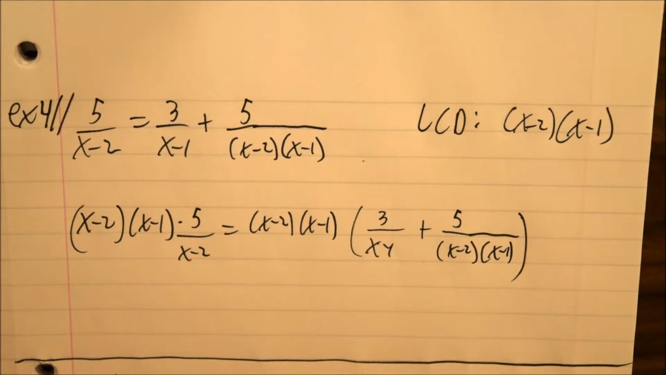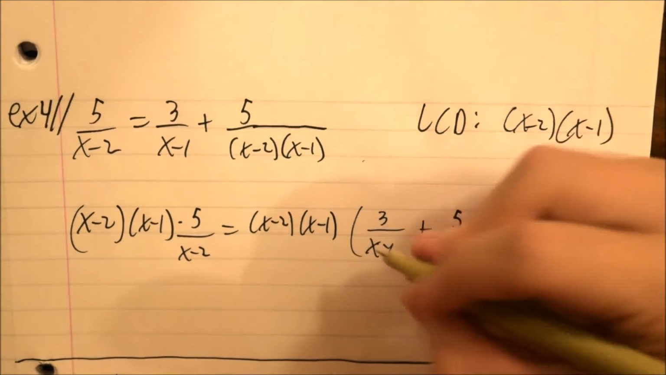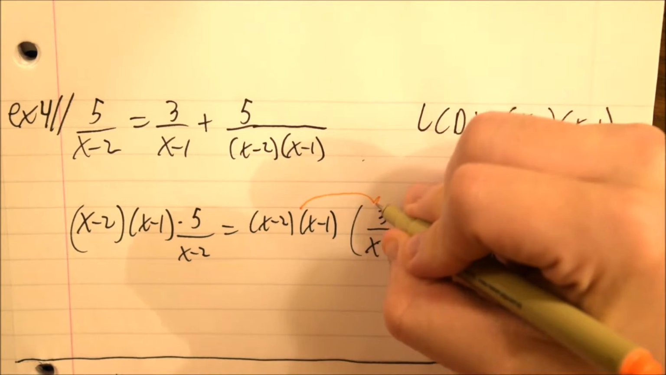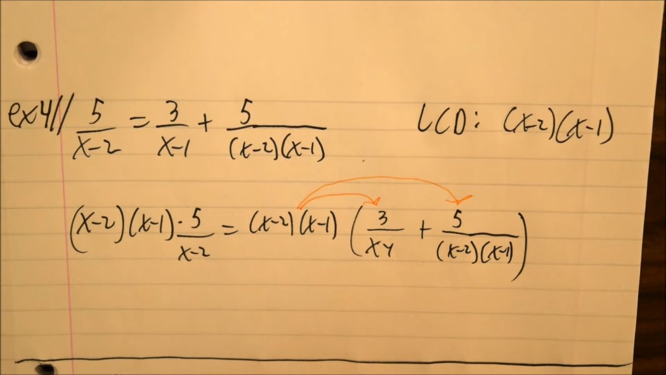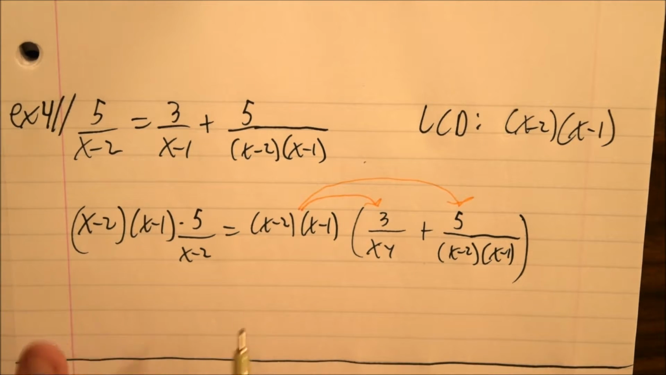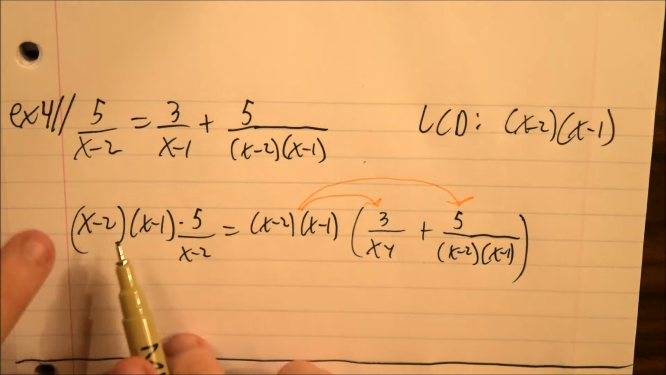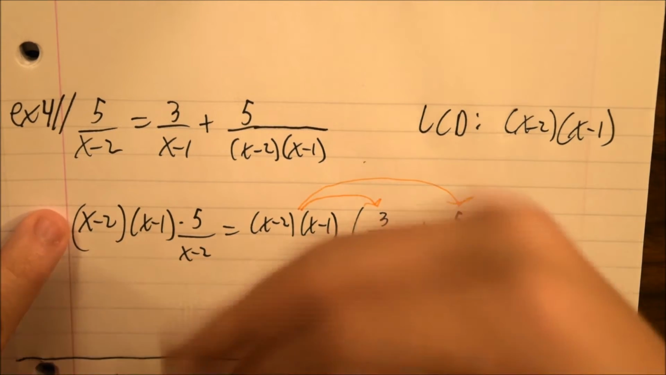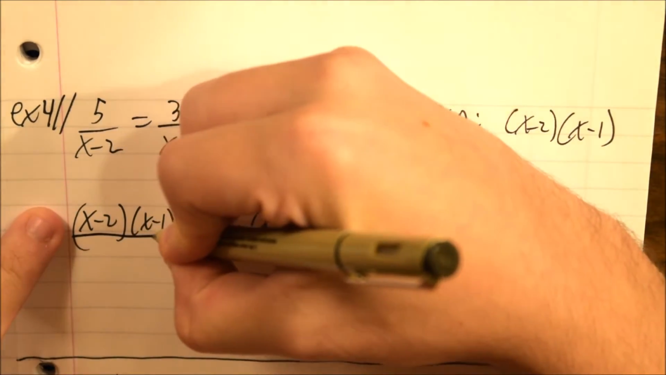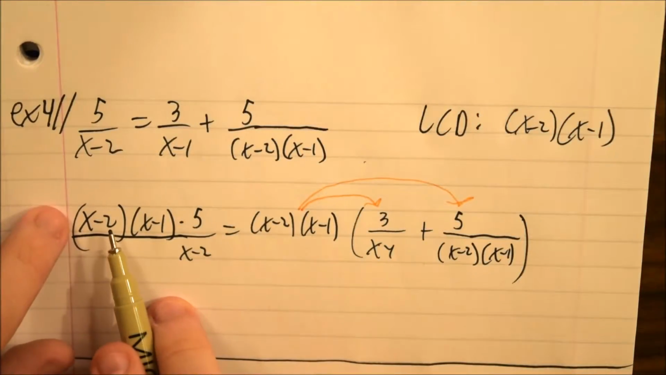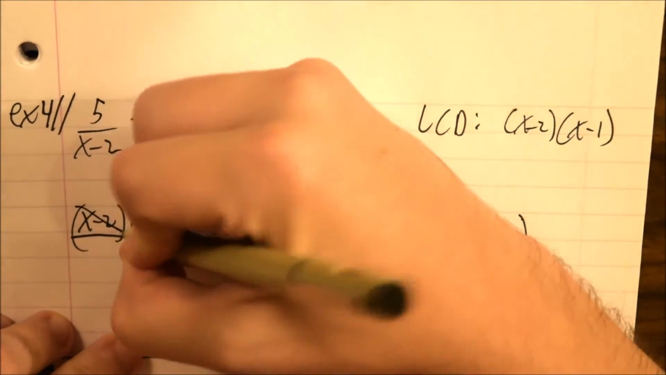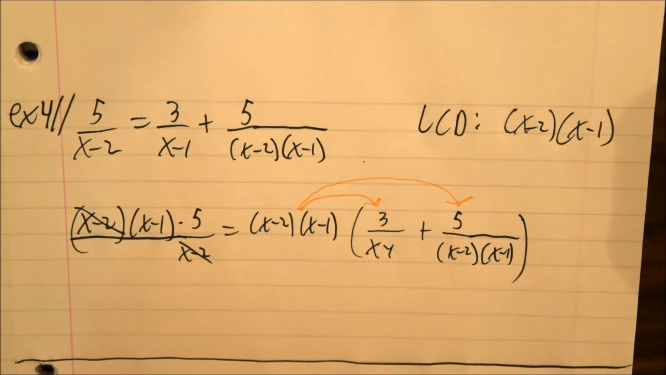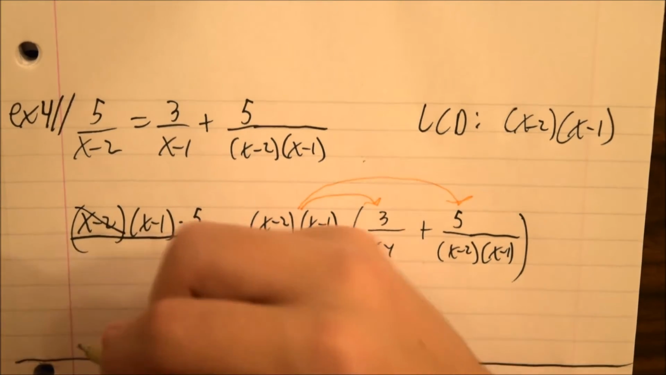So I have x minus 2 times x minus 1 times the entire right hand side. Okay, now I have to distribute here like I would normally. Both of these terms times the first one, and then both of these times the second one. Now, before I distribute, first I'm going to try to simplify this. Well, I've got an x minus 2 on the top here. Let's extend this fraction line all the way. I've got an x minus 2 on top, everything's being multiplied, and I got x minus 2 in the bottom. So it's okay to slash these out. I can cancel there. And I'm left with a 5 times x minus 1.